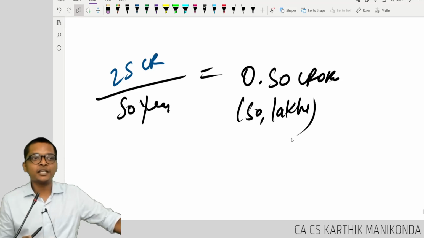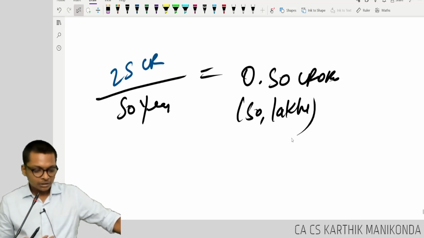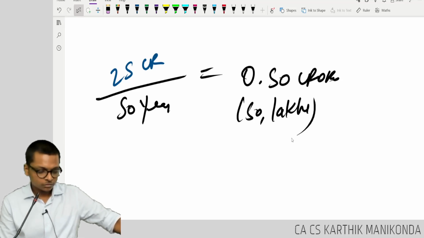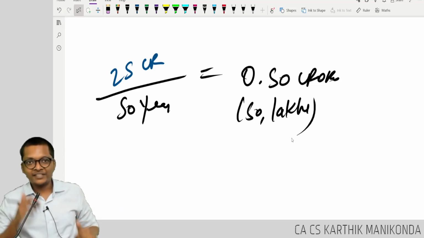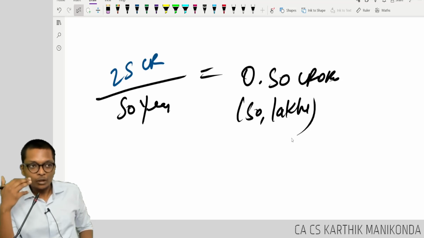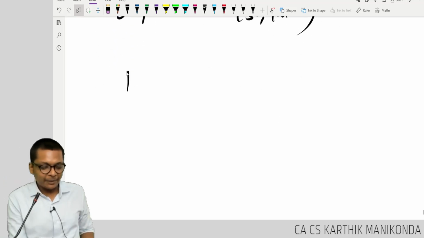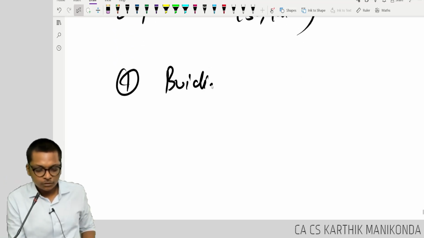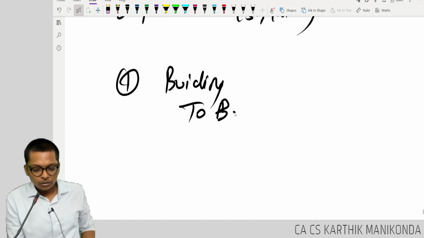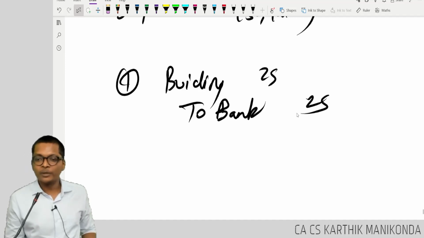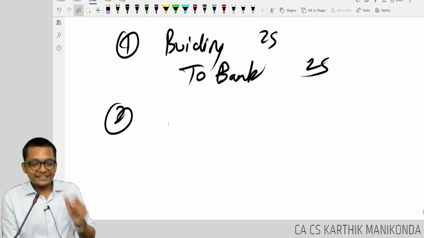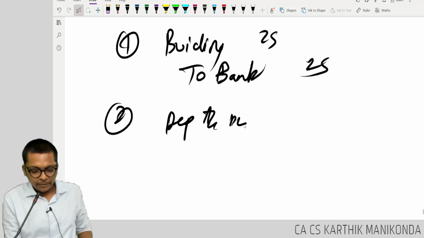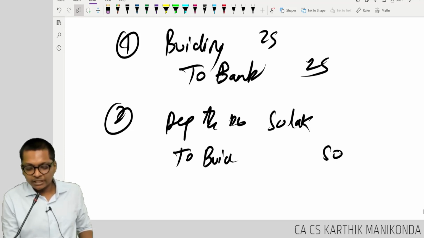Yes or no? Do I need a calculator for this, guys? No. So 50 lakhs. What is this 50 lakhs? The first entry which he will pass is building to bank 25. Let's say cumulative. After this, each of the 50 years, what will he do? Depreciation. Excellent. Depreciation account debit to building, 50 lakhs each year, correct?